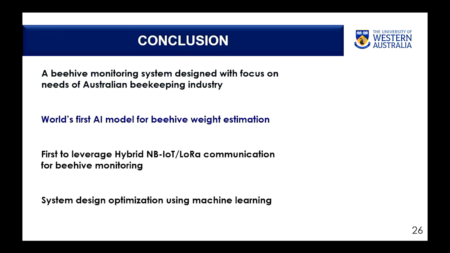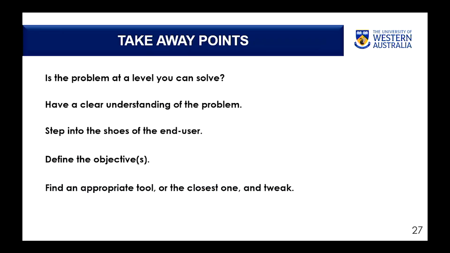We have developed the world's first AI model for beehive weight estimation. We also have leveraged the hybrid of NB-IoT and LoRa communication for beehive monitoring, and we have achieved system design optimization using machine learning. So what are the takeaway points?